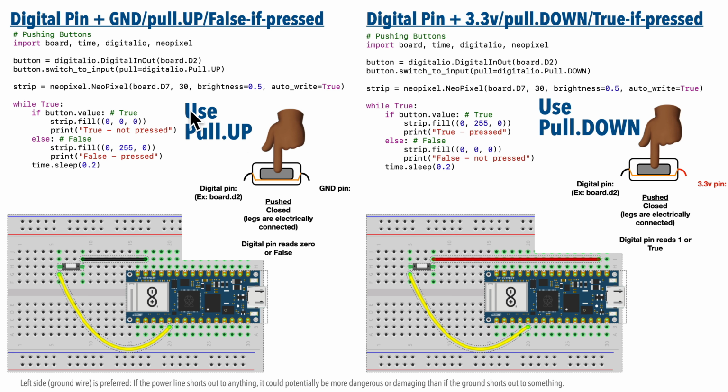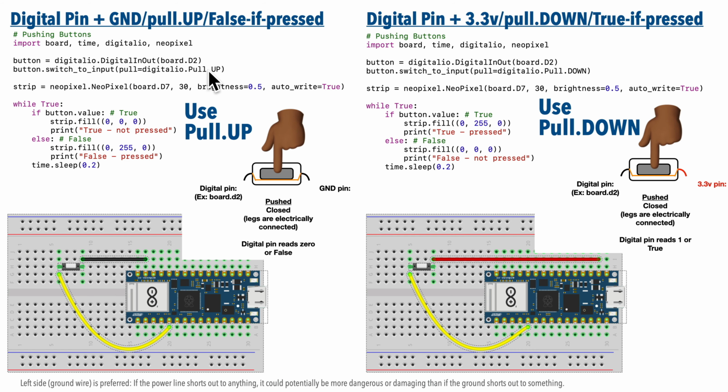but you'll see more examples using the ground wire with a pull-up resistor and pressed being registered as false, and that's because most engineers will think that there's less chance of damage occurring if we have one less always-on power wire in our wiring, and that's what we have over here. So I'm going to suggest that we use this scheme with the ground wire and digital pin whenever we can.